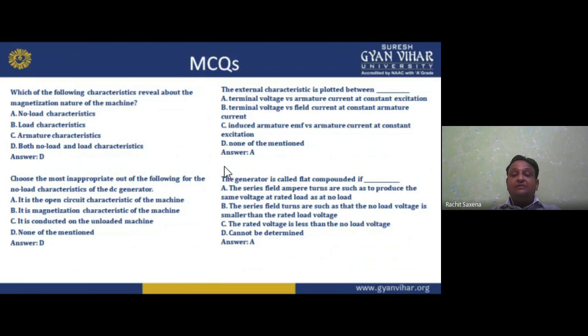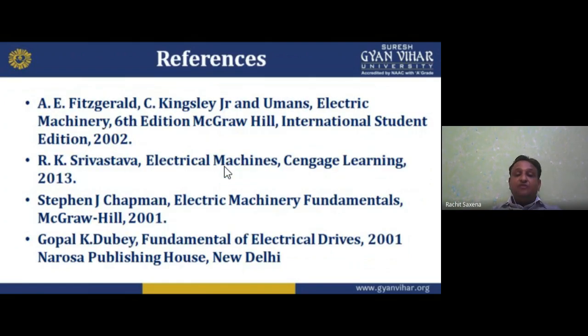That was the different characteristics of the DC generator, and these are the references from which I took some material to deliver this lecture. You can go through these books having good content. Some books are by international authors, such as A. Fitzgerald and Stephen J. Chapman. R.K. Srivastava is a very good book by an Indian author. It contains good content. You can refer to it and read it. These are all available in the university library.